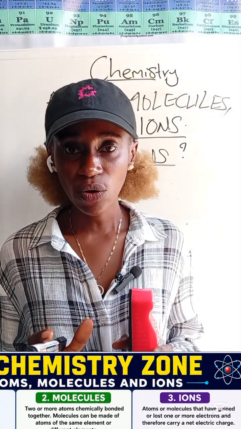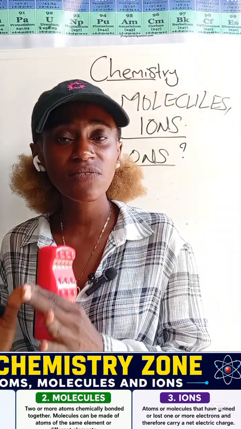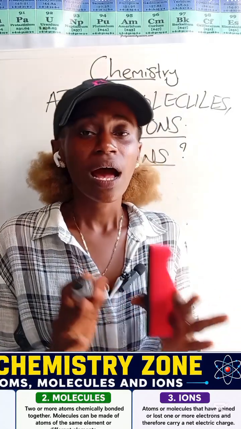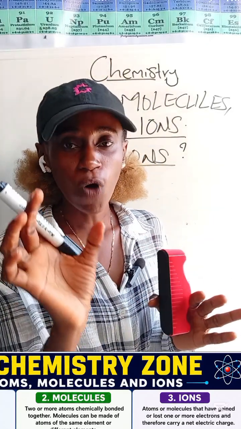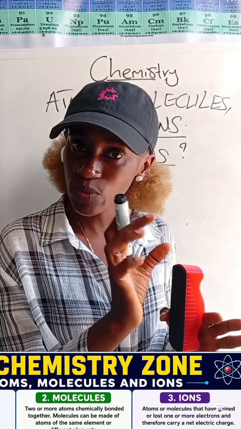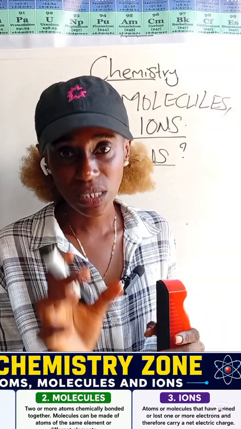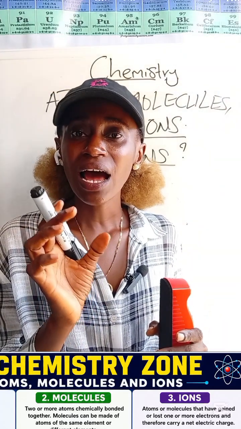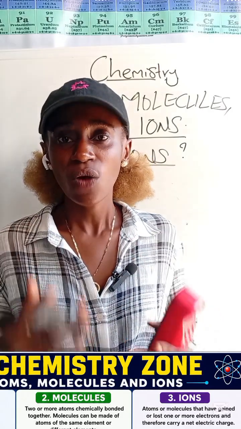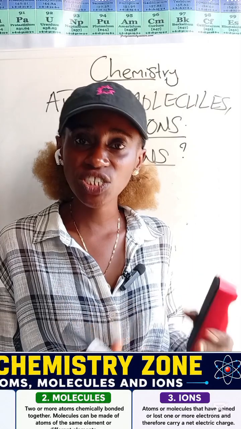We have types of ions. Now, we have the positively charged ions and we have the negatively charged ions. Okay? The positively charged ions are those ions formed when an atom or when atoms lose electrons. When they give out electrons, they become positively charged.